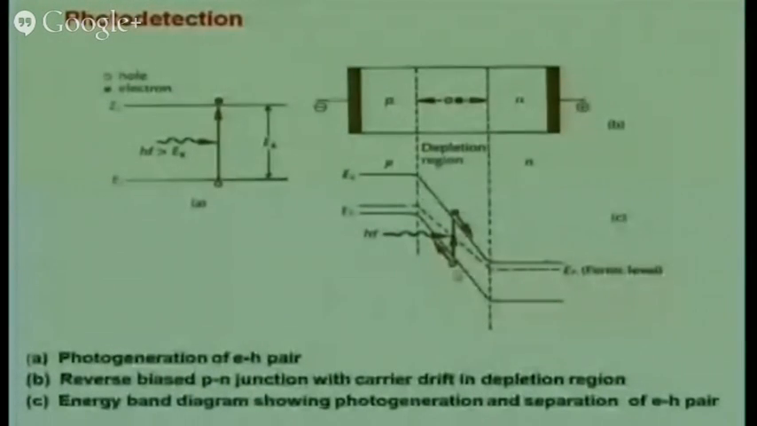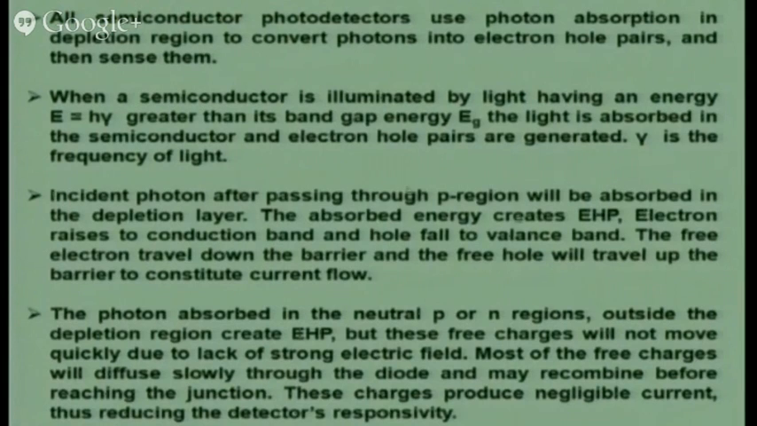So this is the PN junction, and this is generally operated in reverse bias mode, and then it creates an electron hole pair which gives me the current output. And this is the band gap energy of the semiconductor. If this band gap energy is less than the photon energy, the photon gets absorbed. So all semiconductor photodetectors use photon absorption in the depletion region to convert photons into electron hole pairs and then sense them.